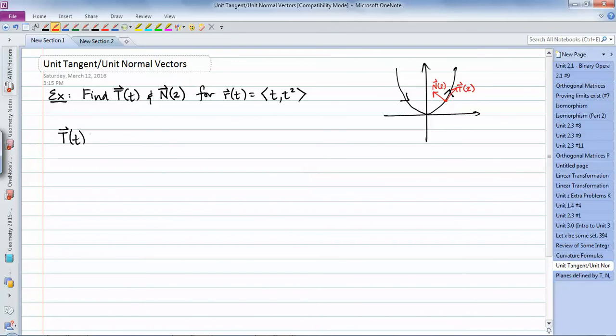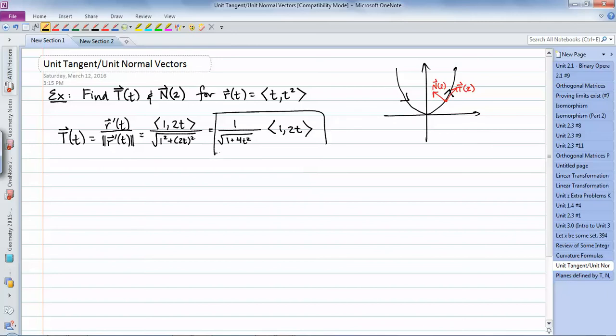So T of t, remember, it's really just the derivative divided by its own length to make it a unit. So let's see, the derivative of r of t is ⟨1, 2t⟩. And the length of that is just the square root of 1 squared plus 2t squared. So I'll put that non-vector part in front, so it's a function, but it represents a scalar. And then I'll put the vector right here. So that's T of t.